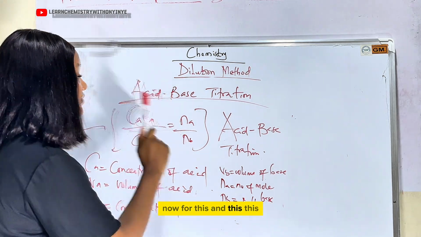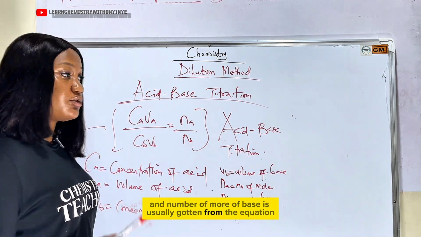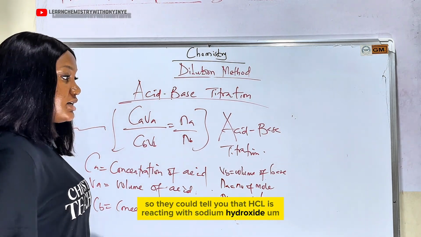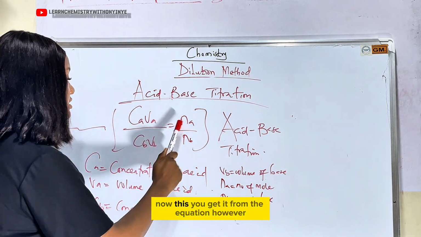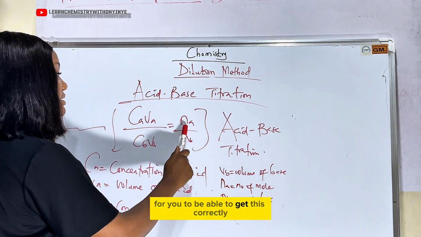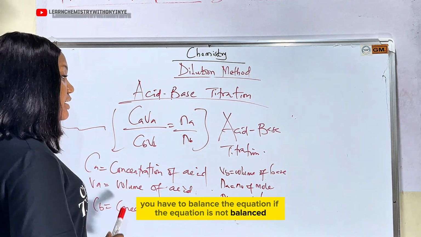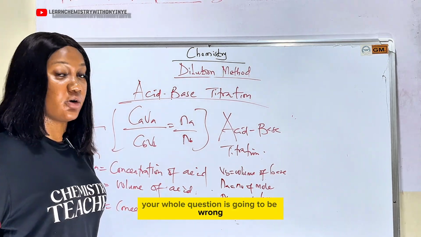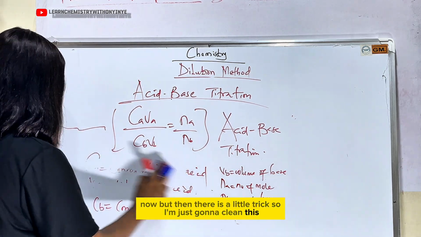Now for this and this, the number of mole of acid and number of mole of base is usually gotten from the equation. So they could tell you that HCl is reacting with sodium hydroxide, and then they're going to ask you a question. Now, this you get from the equation. However, for you to be able to get this correctly, you have to balance the equation. If the equation is not balanced, this will be wrong. And if this is wrong, your whole question is going to be wrong. Now, but then there is a little trick. So I'm just going to clean this.